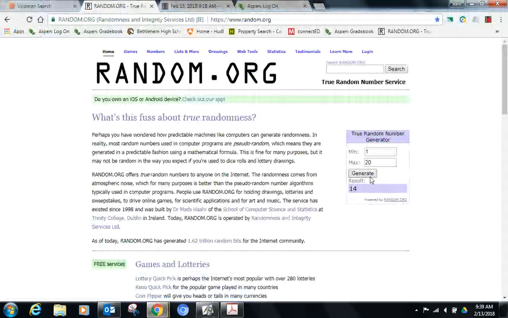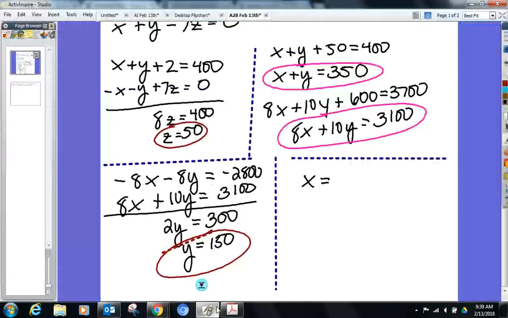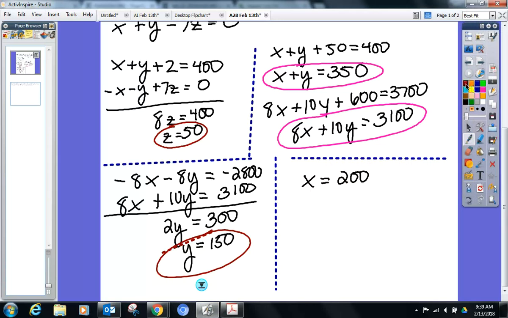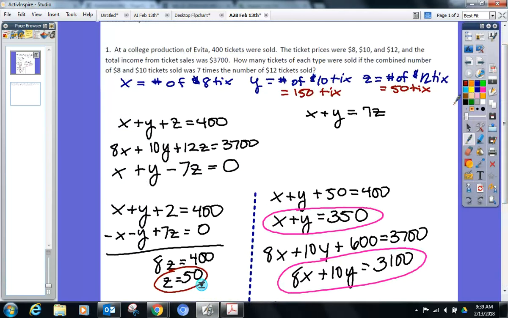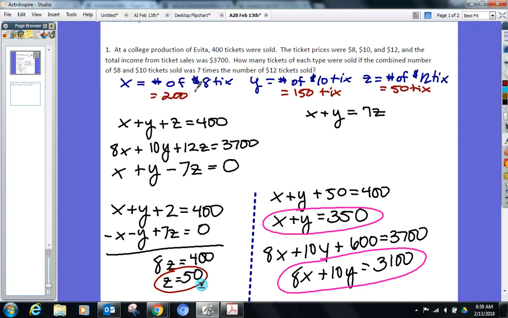When you're ready. How many tickets did I sell for $8? 200 tickets. You are correct. Is that 400 total? I'm just doing a quick check here. Do I have 400 tickets total? Okay, quickly, and ready in the calculator. Do a quick check. Ready?